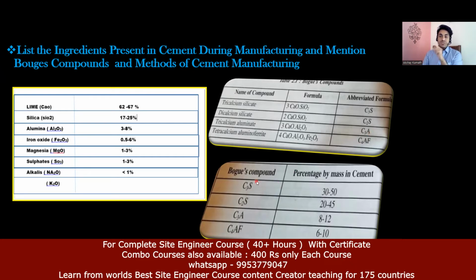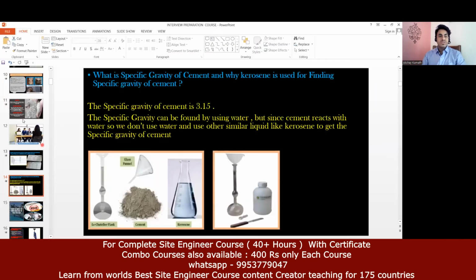The ones which are going to give us strength are actually the tricalcium silicate and dicalcium silicate. They are the ones which are going to give strength to the cement, right? So this much is understood.